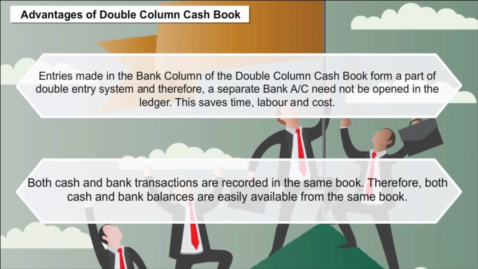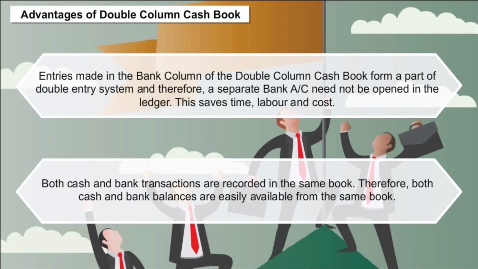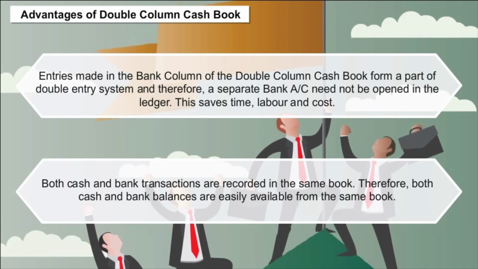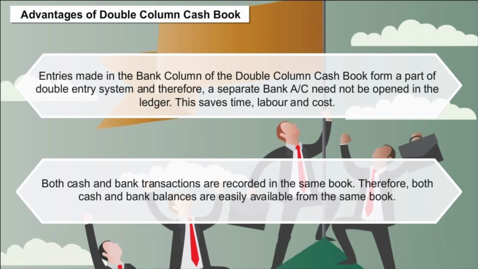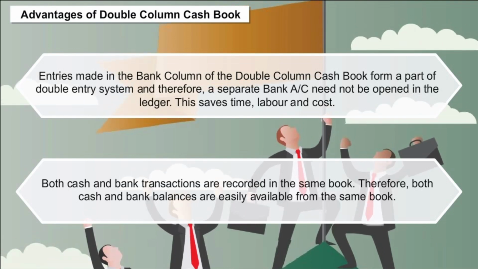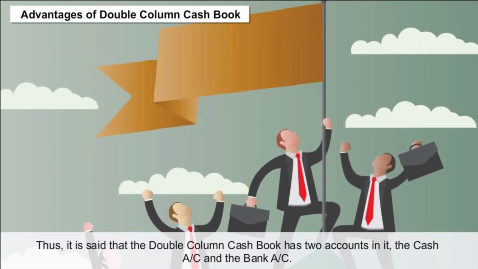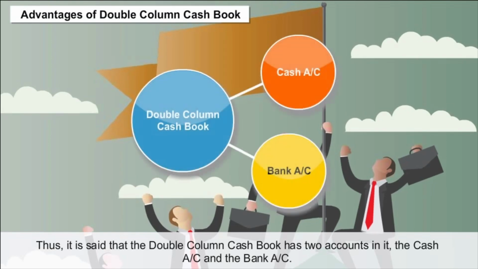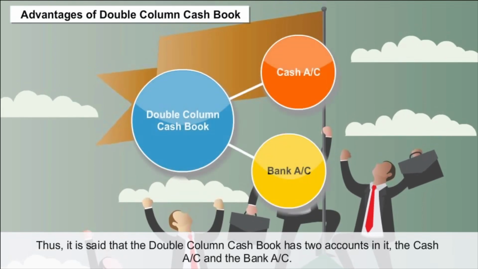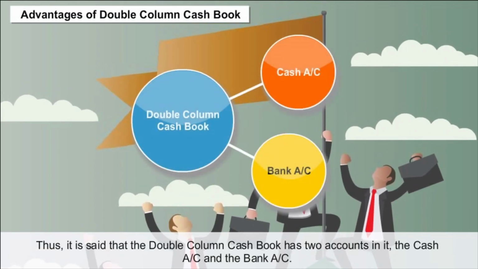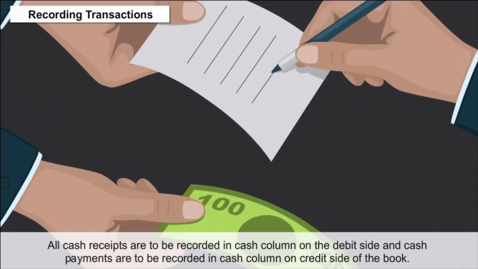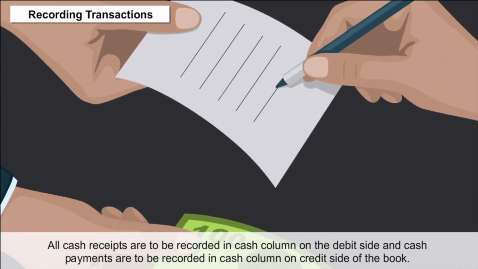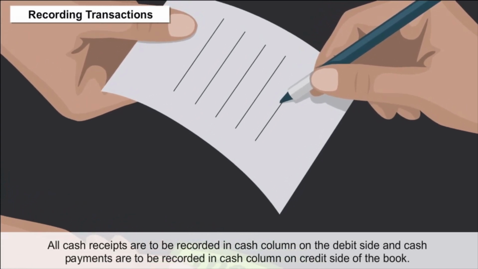2. Both cash and bank transactions are recorded in the same book. Therefore, both cash and bank balances are easily available from the same book. Thus, it is said that the double column cash book has two accounts in it, the cash account and the bank account. Recording transactions.